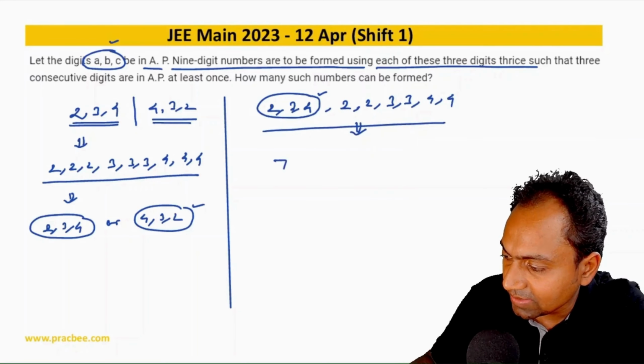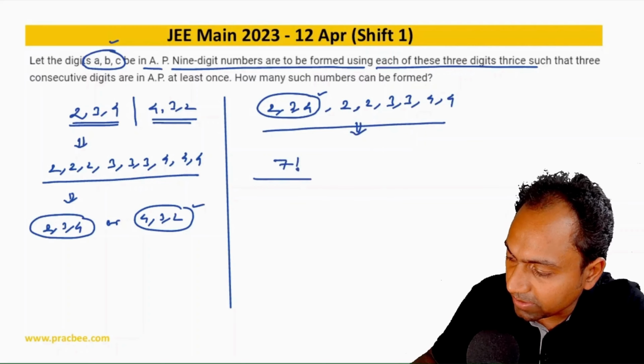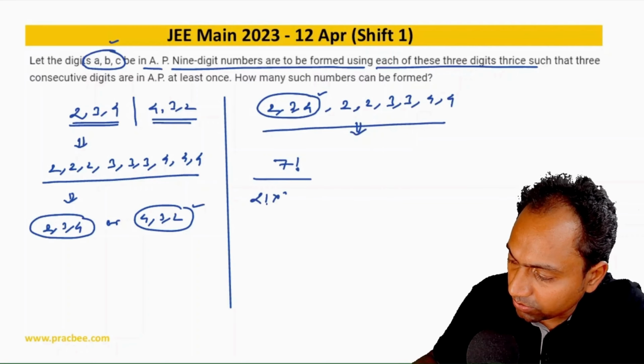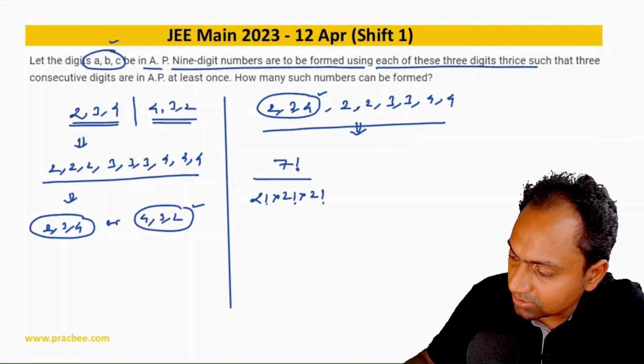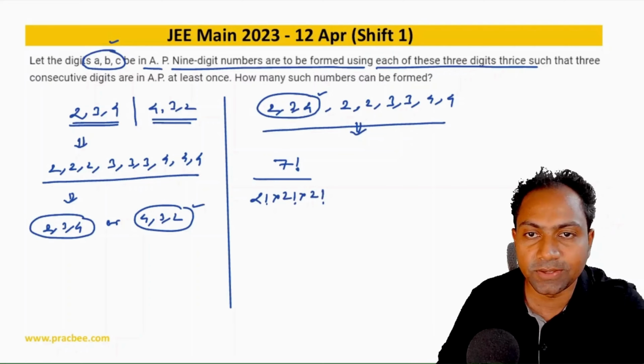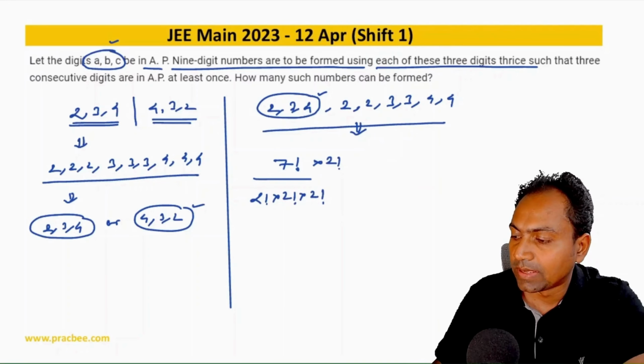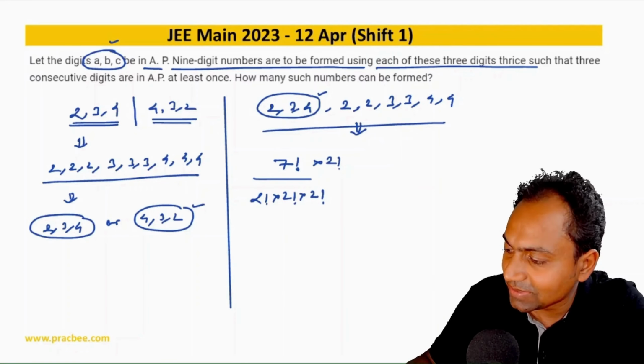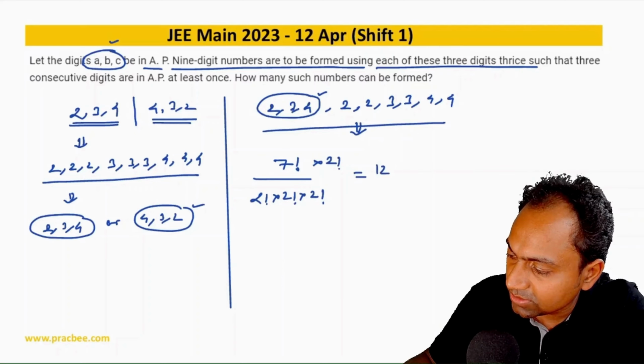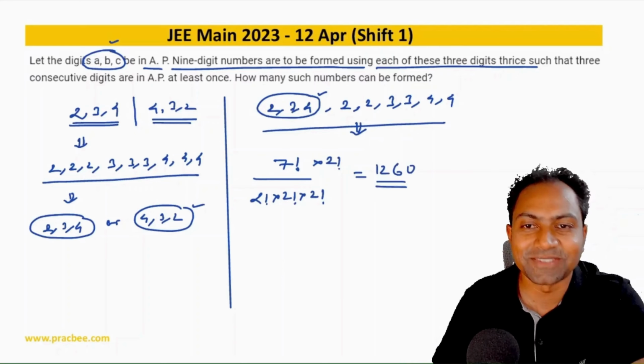So if I arrange these 7 objects, the answer is 7 factorial by 2 factorial, 2 factorial, 2 factorial, since 2 twos, 2 threes, 2 fours are there. We can arrange this 2 3 4 as 4 3 2 also, so a 2 factorial for that. And this should ideally give us our answer. So if I simplify this, what I get is 1260. And that is our answer.